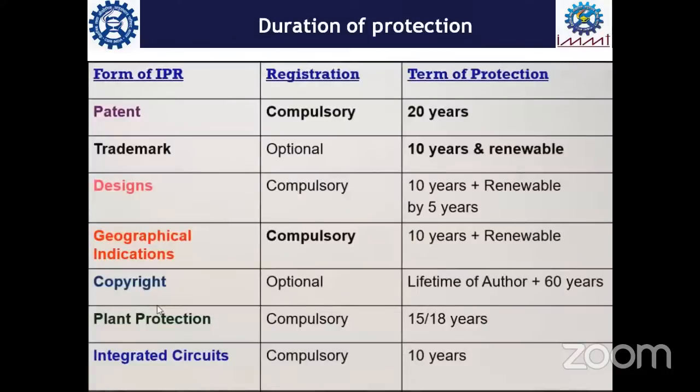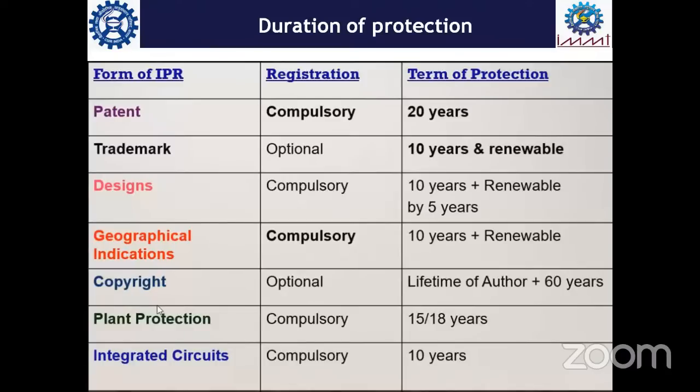And what are those timelines? The answer is here. Patents are for 20 years. Patent rights are for 20 years. After 20 years, it becomes an open property. So therefore, you should be intelligent enough to make maximum out of your patent before the expiry of the 20 years term. Trademarks, designs, and geographical indications, initially 10 years, but however, there is a possibility of renewal of these IPs based on your interest.